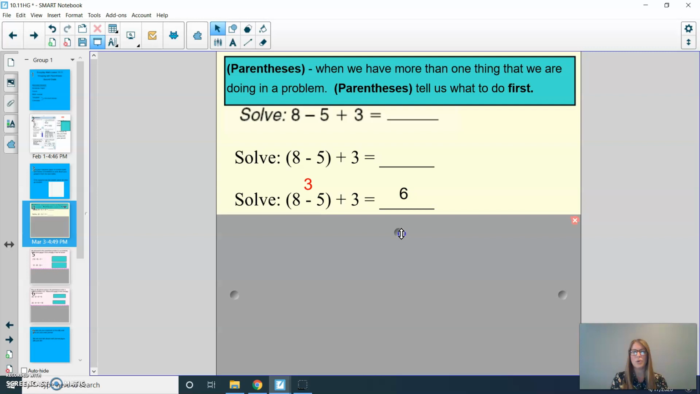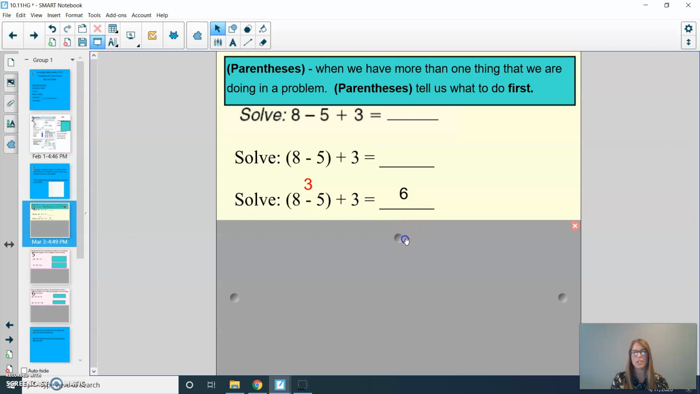So if I know that 8 minus 5 is 3, I like to solve whatever is in parentheses first, and I like to just write that number up top. Whenever I do that, I'm going to write that number up top in red, but my actual answer I'll put in black. So once I have 3, well, 3 plus 3 is 6.